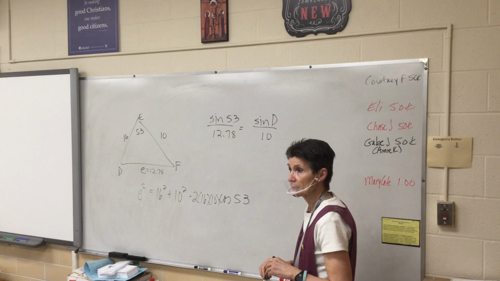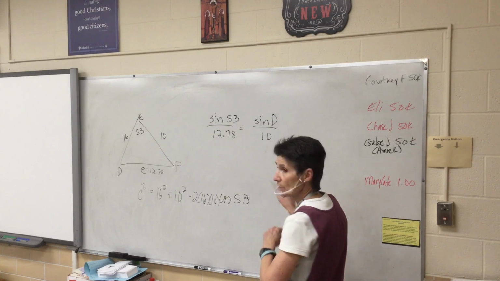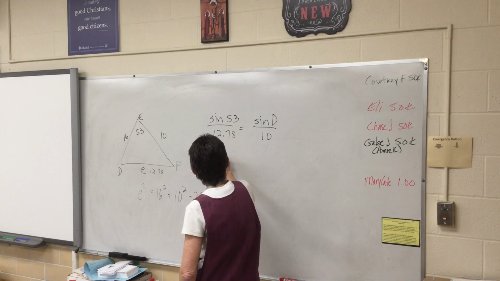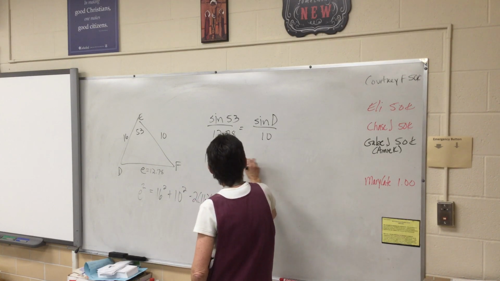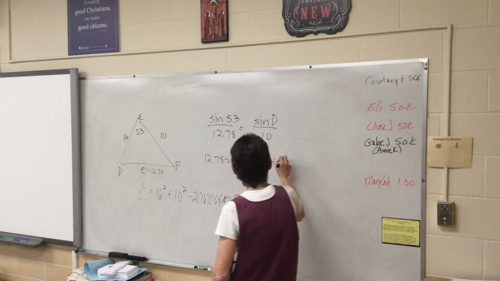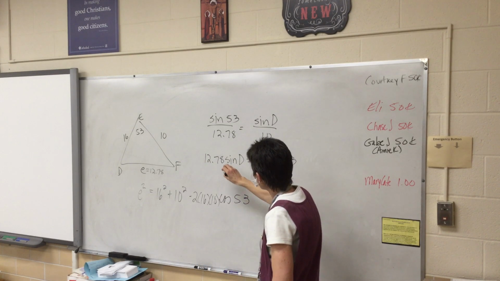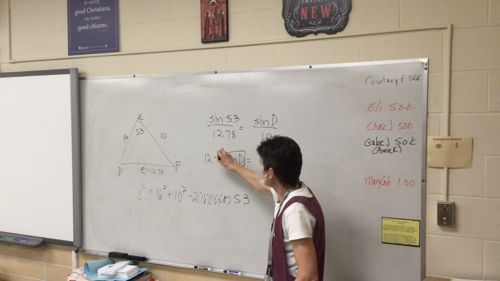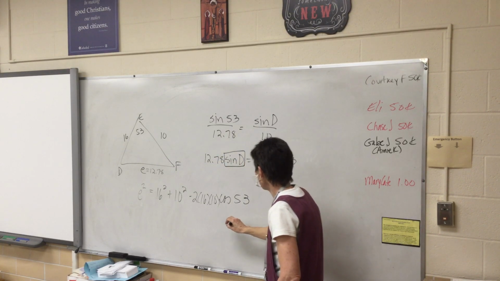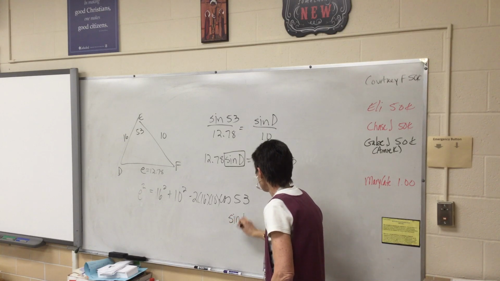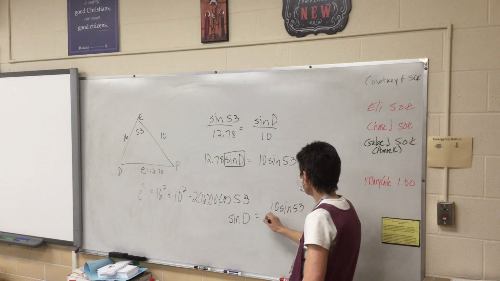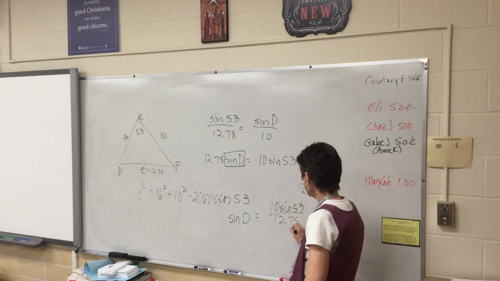That be okay? So now we'll cross multiply. So 12.78 sine d equals 10 sine 53. Now remember, your variable is sine d. So you're going to divide by 12.78, right? So sine d equals 10 sine 53 over 12.78.